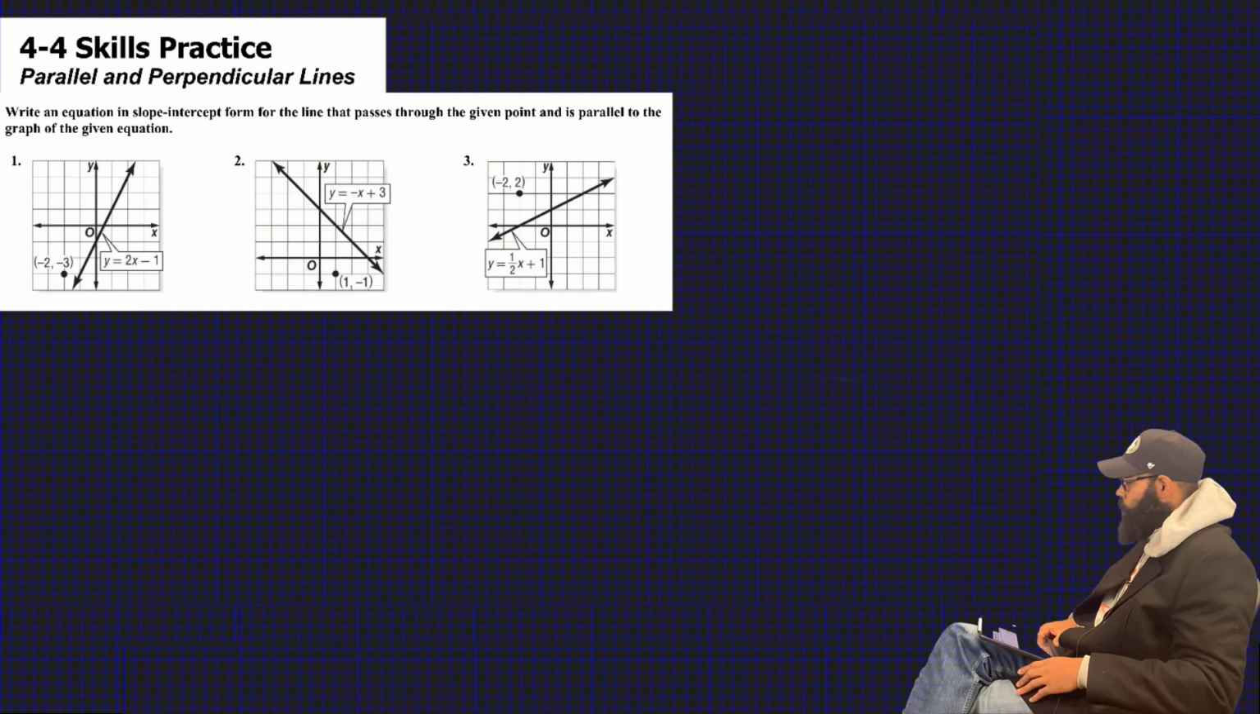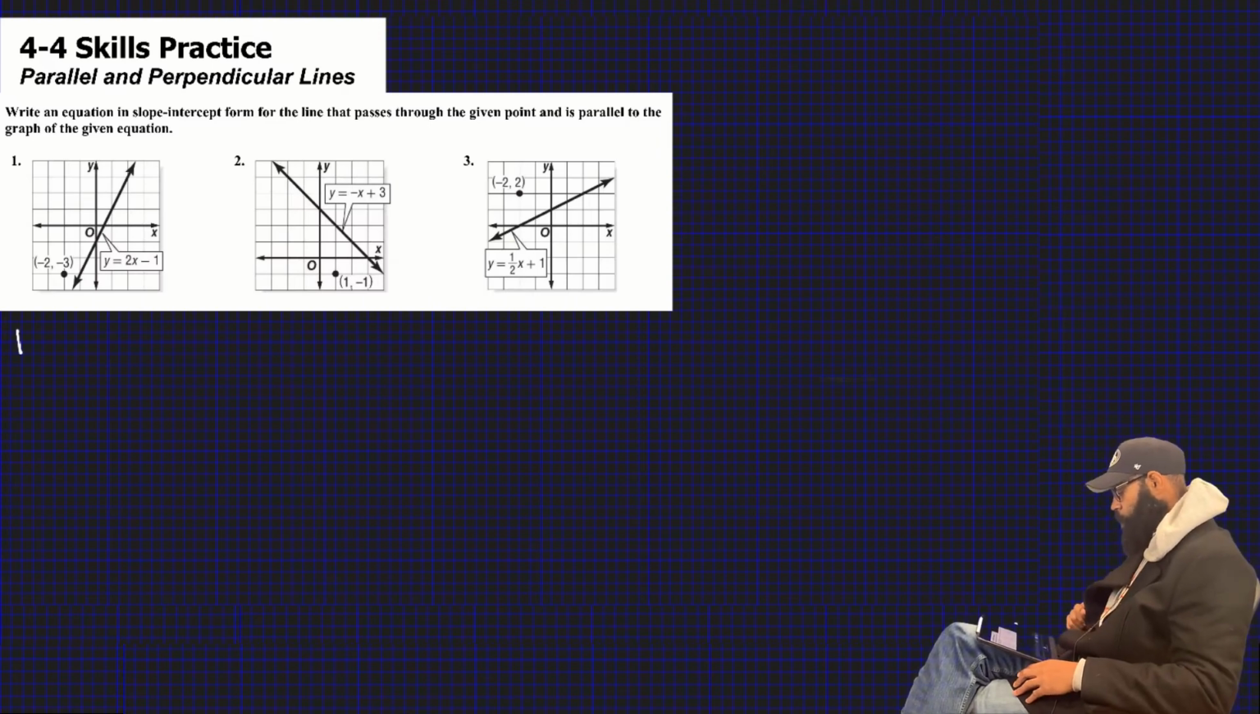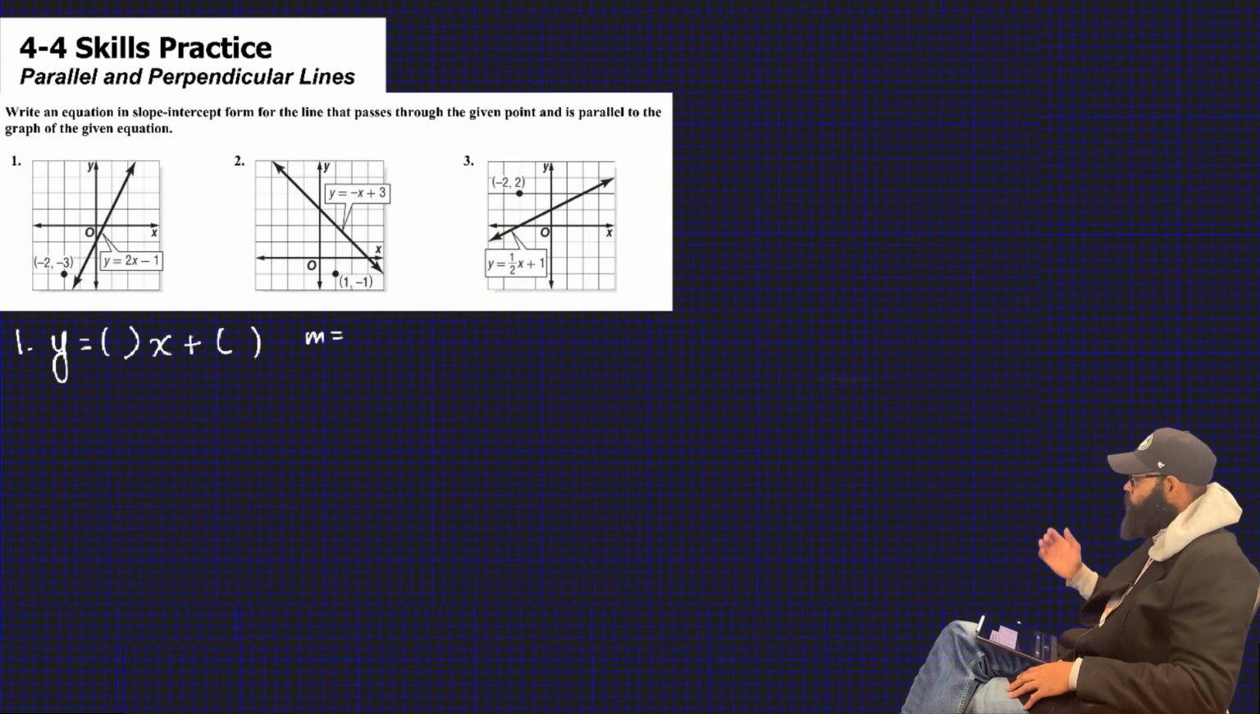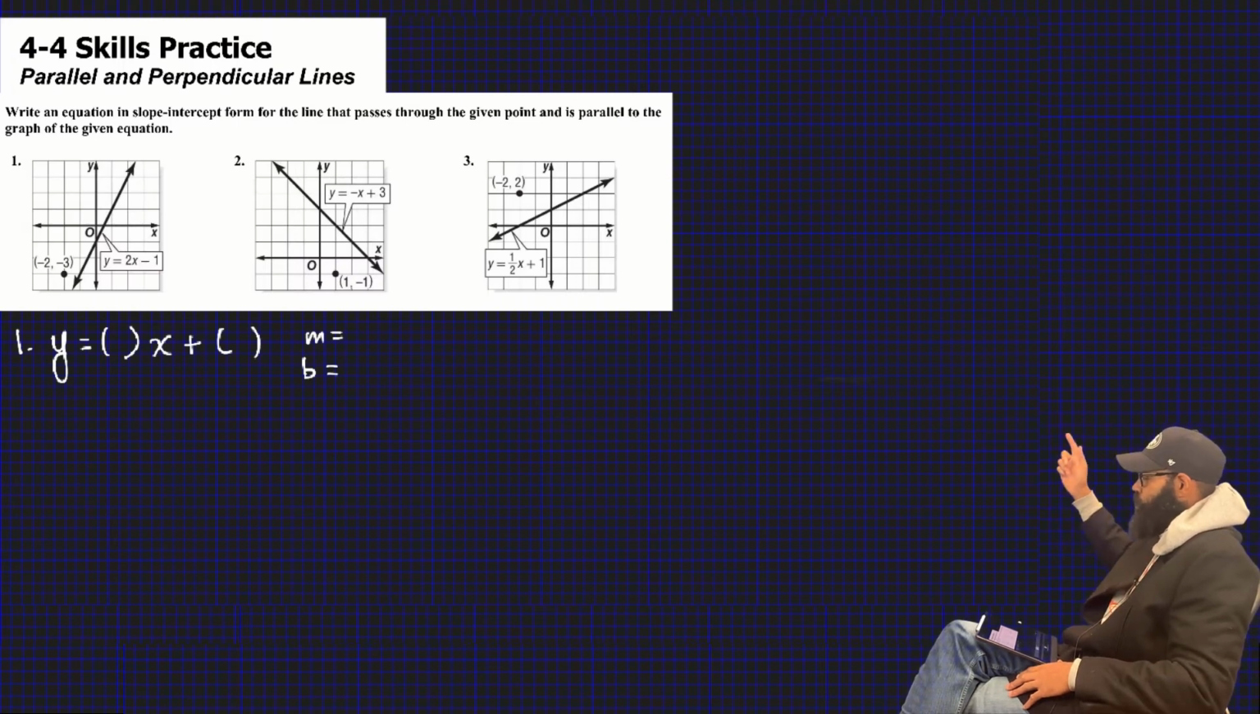Looks like we've got number 1, and they're giving us some information. They're giving us the equation of the line, and another point. We need to write the equation of the line that is parallel to the one that's given. So we have to write y equals mx plus b, which is slope-intercept form. That's what the directions say. Similar to before, we have to find slope, which is m, that first parentheses, and b, the second parentheses.